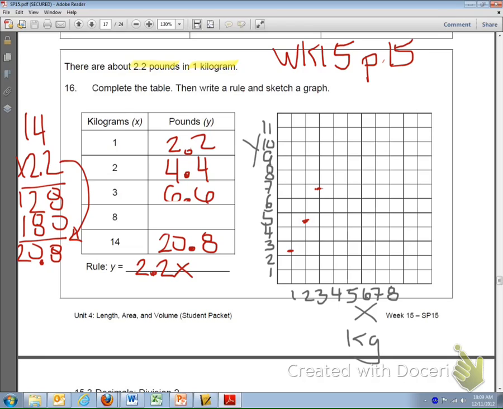We have 8 kilograms, and it's 2.2 pounds per kilogram. So we do our math. We conserve the decimal, and we see we have a 17.6. So at 8, we have 17.6. That goes off our chart. I can then just connect these dots, and we've officially graphed the relationship between pounds and kilograms.